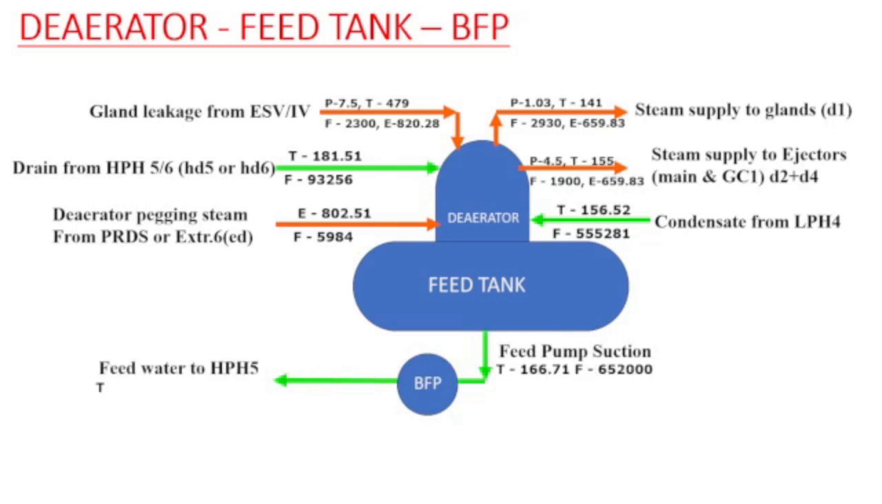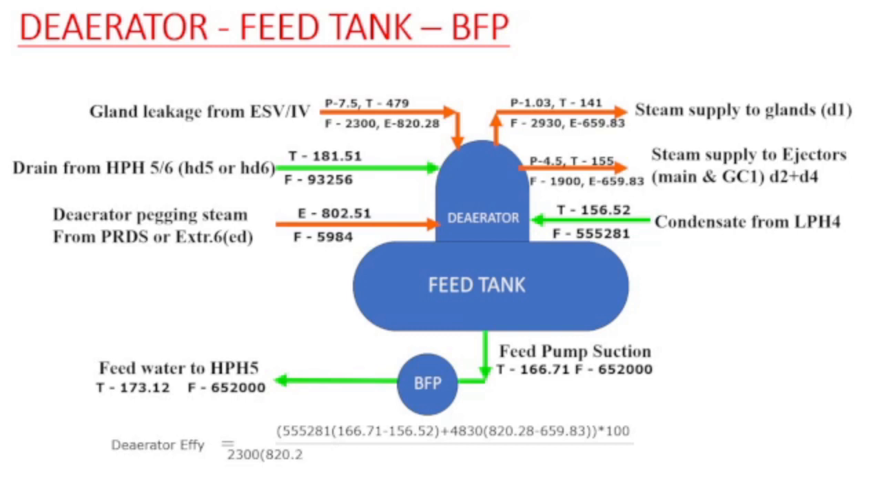Again, the deaerator supplies the steam to ejectors also, the main ejector and GC1, that is D2 and D4. Then it receives the pegging steam. The pegging steam is also from PRDS or extraction 6. This steam is added into the feed tank as a pegging steam. Then drains from LP heater 5 or LP heater 6, whichever it may be, HD5 or HD6.